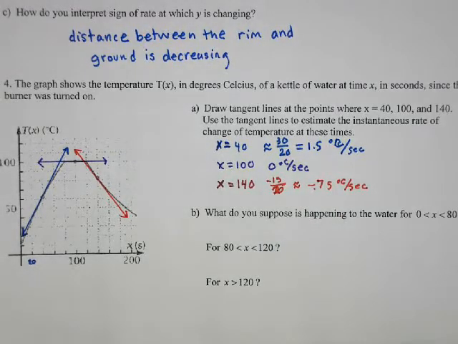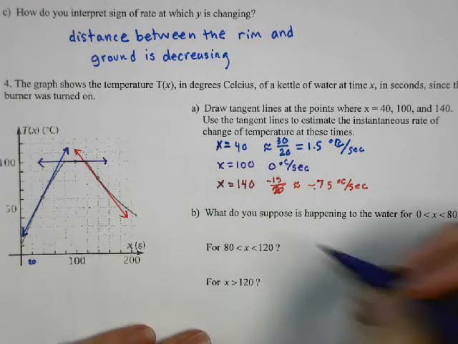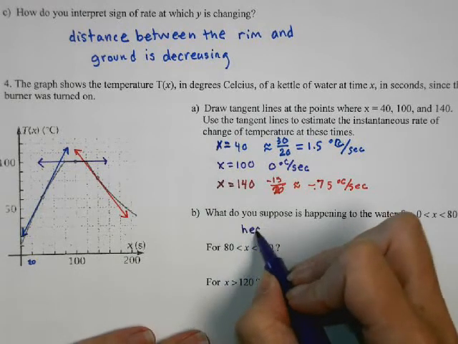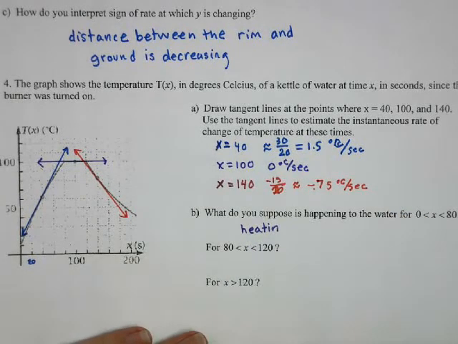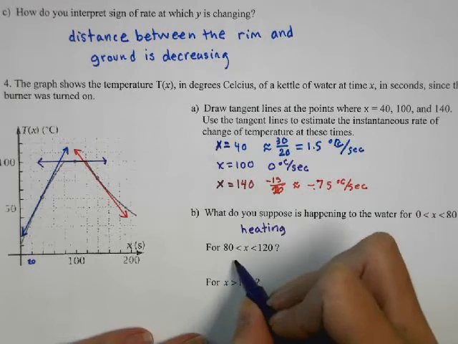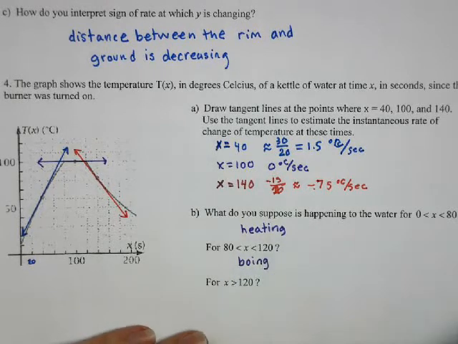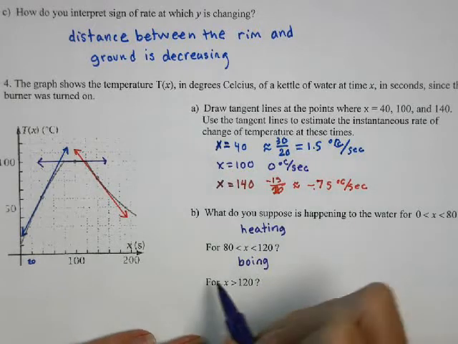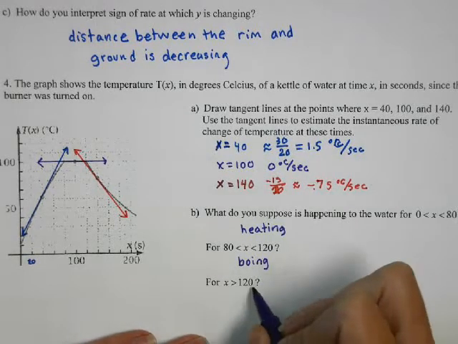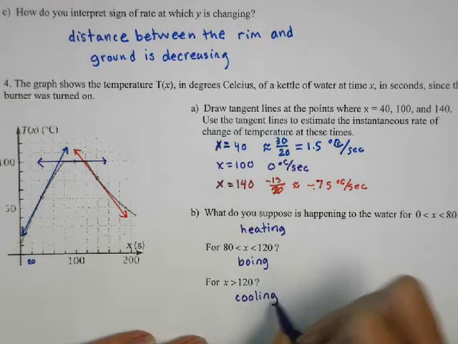Then we have, what do you suppose is happening between 0 and 80? So the temperature is rising, so it's heating up. Okay, at 100, it doesn't change, and you know from experience, that means the temperature is not changing, which means it's boiling. It can't get any hotter than boiling. It just stays there. And then for x greater than 120, it is cooling.